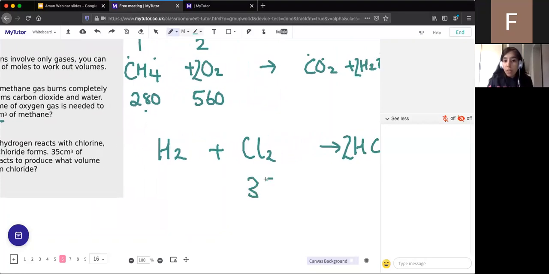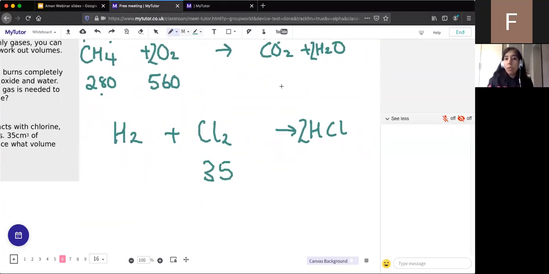So 35, so what do we think? If we look at our balanced equation, what volume of hydrogen chloride is formed? 35 is our volume of chlorine. These are all gases. What volume of hydrogen chloride is formed? What do we think? 70, excellent, well done. That's because there's 1 mole of chlorine reacting with 2 moles of hydrogen chloride. So again, that would just be 70. Well done. Okay, so that's one type of question.